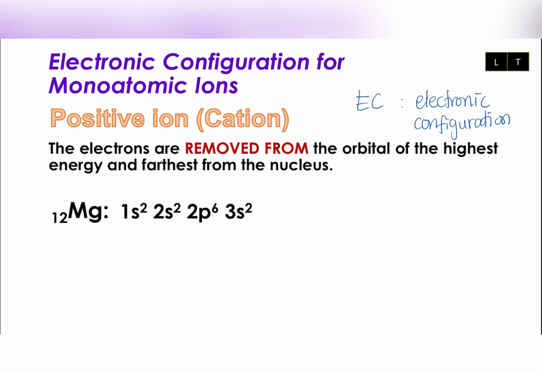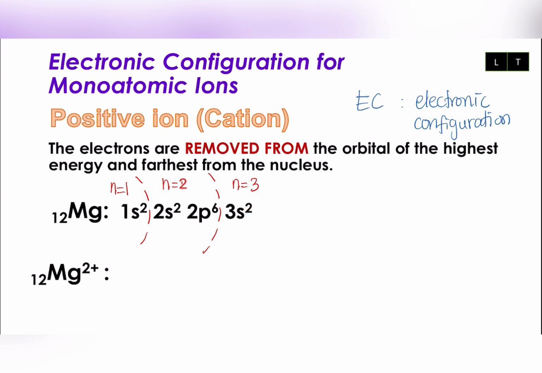Next, if I want to write the electronic configuration for Mg2+, the ion where we remove 2 electrons, I'm going to remove the electrons from the outermost shell. If I write it down like this, n equals 1, we have the 1s orbital. n equals 2, we have the 2s and 2p orbitals, and n equals 3, we have the 3s orbital. So n equals 3 is my outermost shell or highest energy level. So I'm going to remove for Mg2+ from n equals 3. So we have 2 electrons in the 3s orbital.